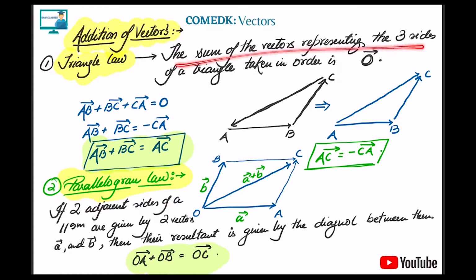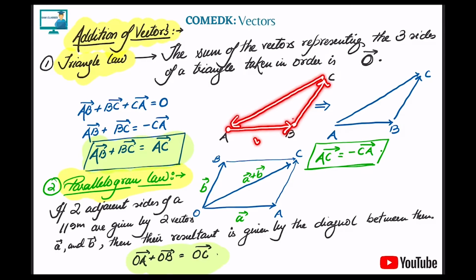The sum of three vectors representing the three sides of a triangle, if you take them in a single order, will give you 0. A lot of students don't understand the order. See, I started from here, ended here. Again, where it ended, I started from there, and ended here. Again, from where it ended, started from there and ended here. So this is like in order.